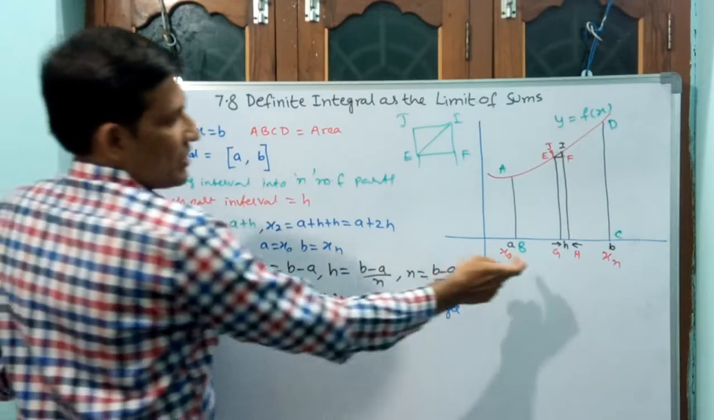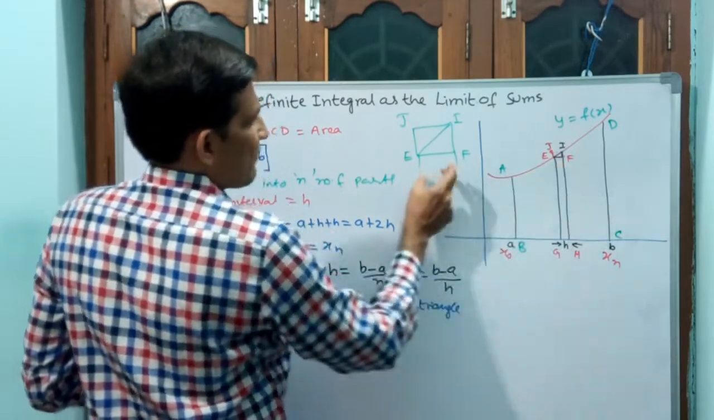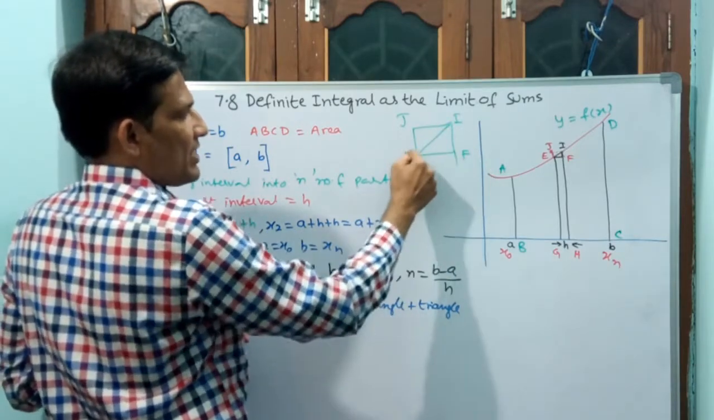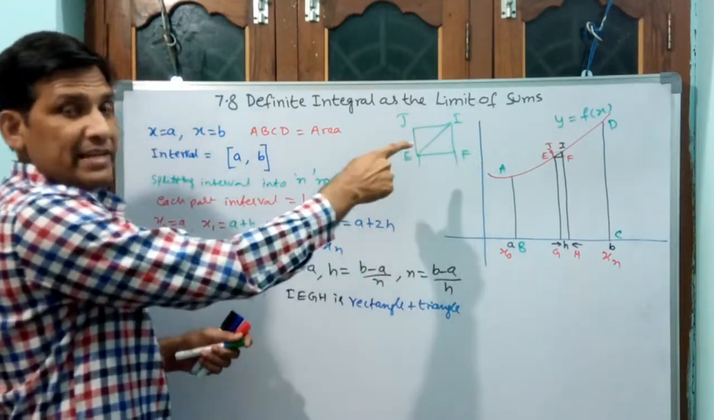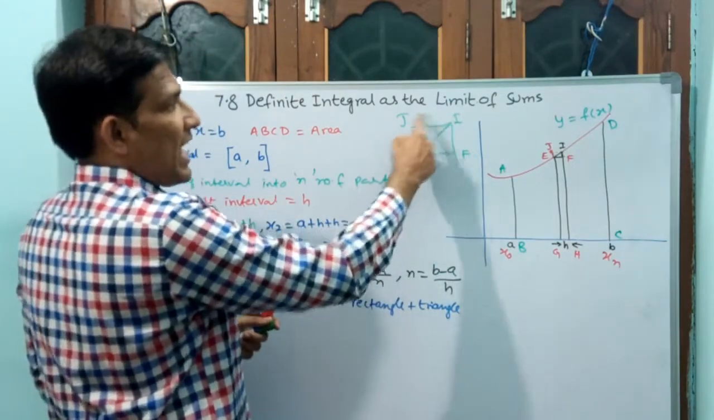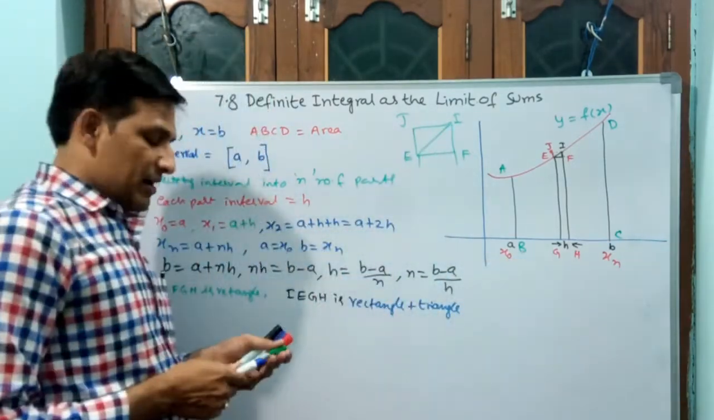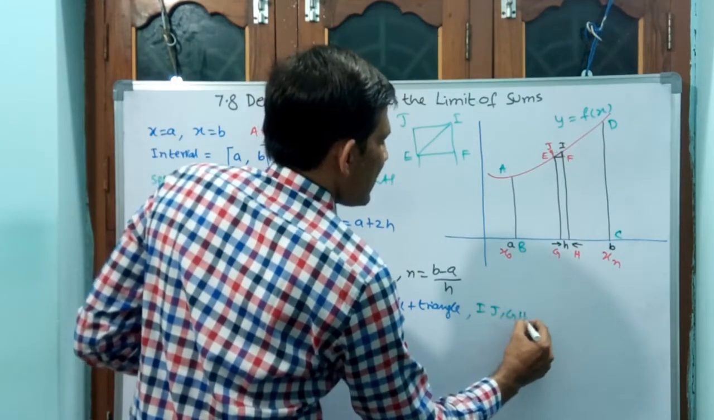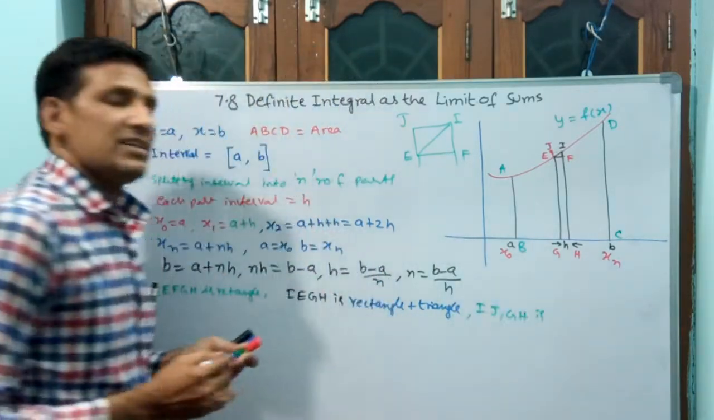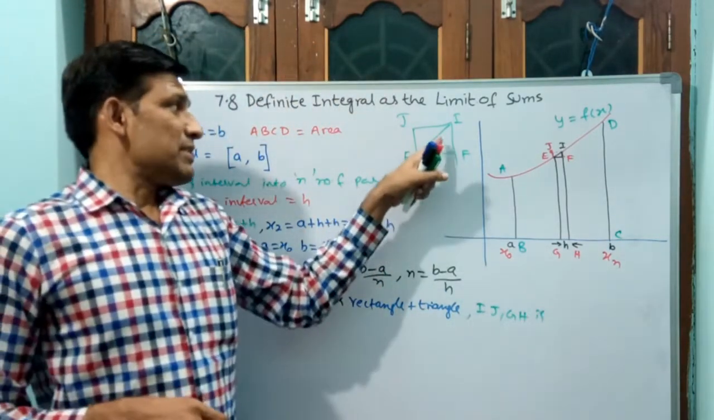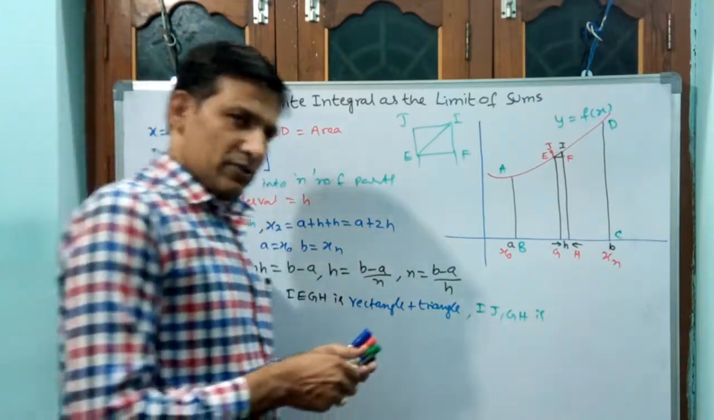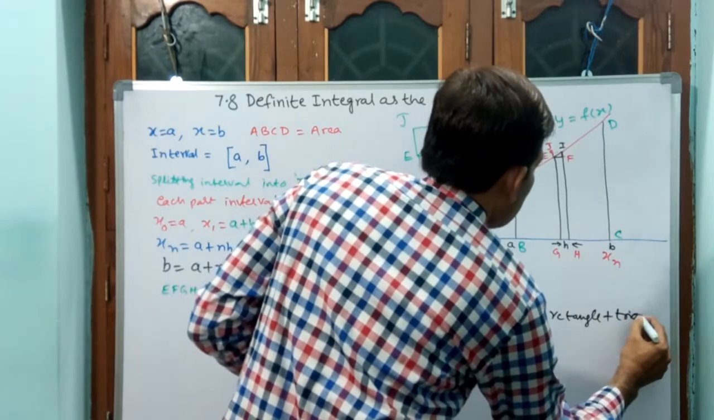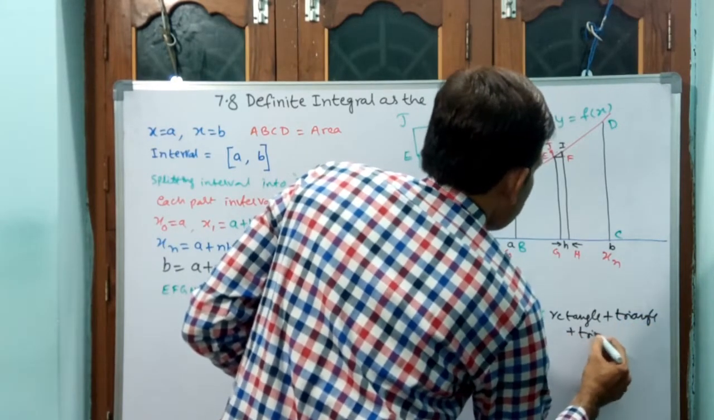Okay? See, E F G H is a rectangle, but I E G H is a rectangle plus triangle. Now I am taking I J G H, that you understand. I J G H is what? Rectangle plus triangle plus triangle. I am writing this: rectangle plus triangle plus triangle.